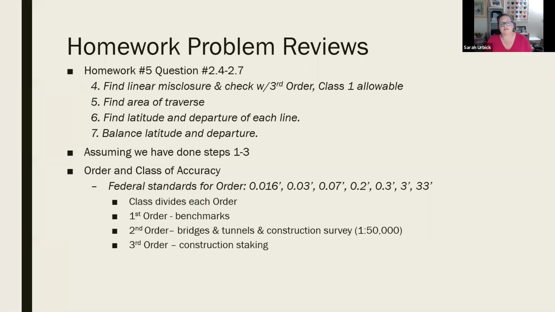order and class for accuracy. The book does not cover this well. I have not covered it well, but there are federal standards for how accurate you need to be when you're talking a horizontal survey. Okay. You can see it goes from 16/1000ths of a foot accuracy up to plus or minus 33 feet.